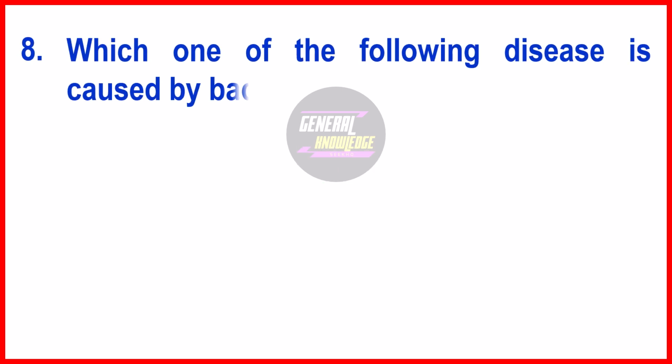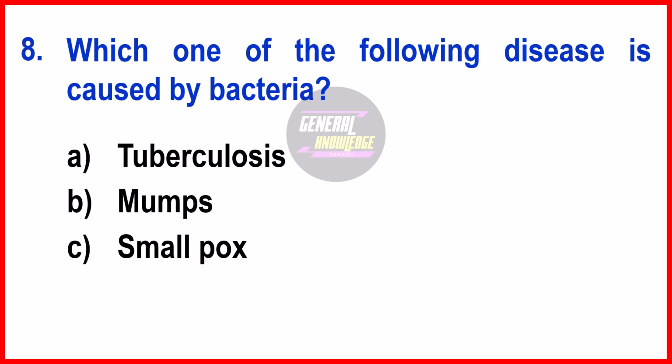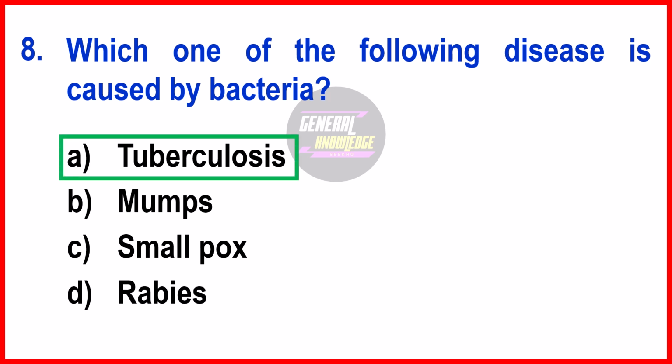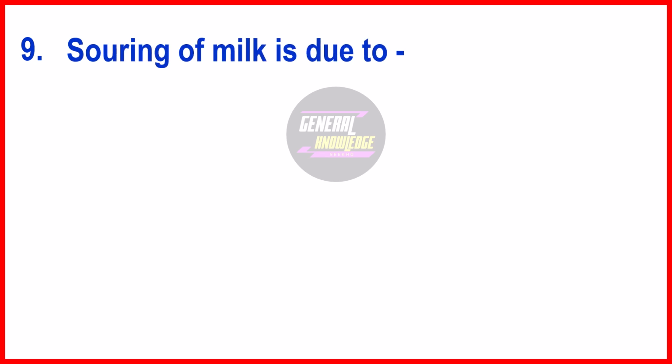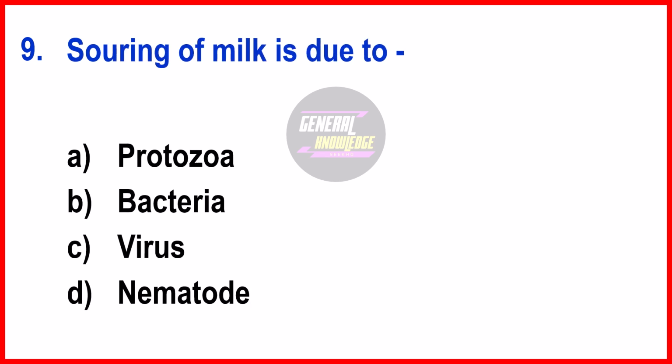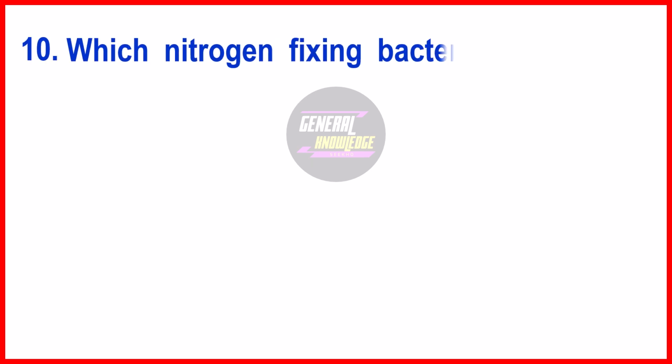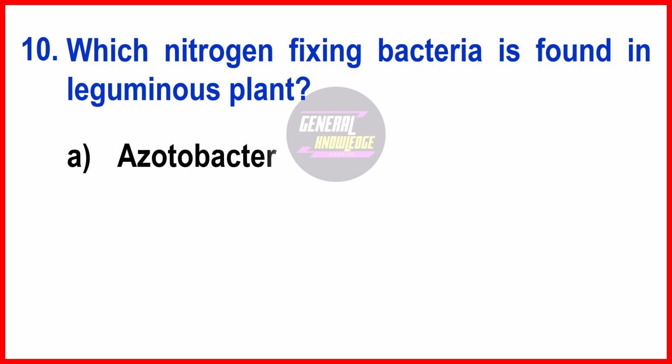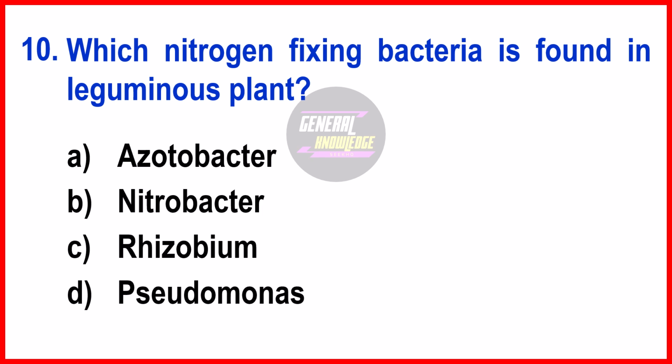Which one of the following disease is caused by bacteria? The right answer is option A, tuberculosis. Souring of milk is due to, the right answer is option B, bacteria. Next question, which nitrogen fixing bacteria is found in leguminous plant? The right answer is option C, rhizobium.